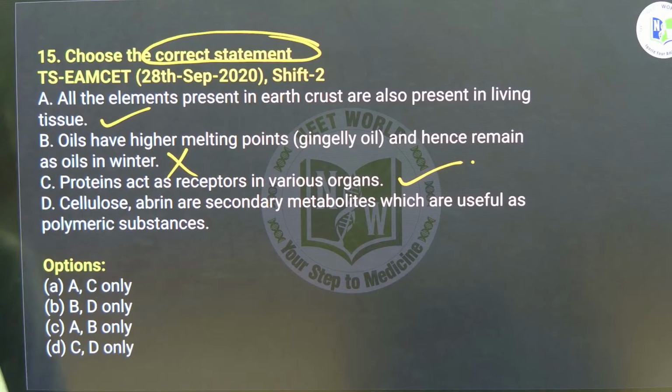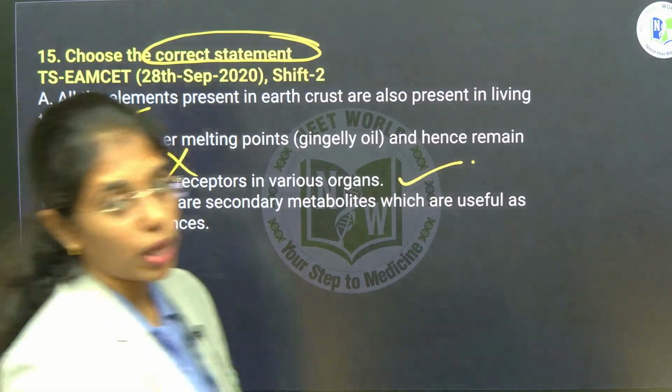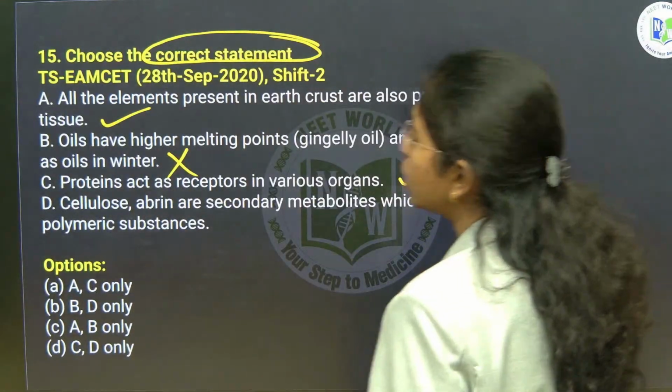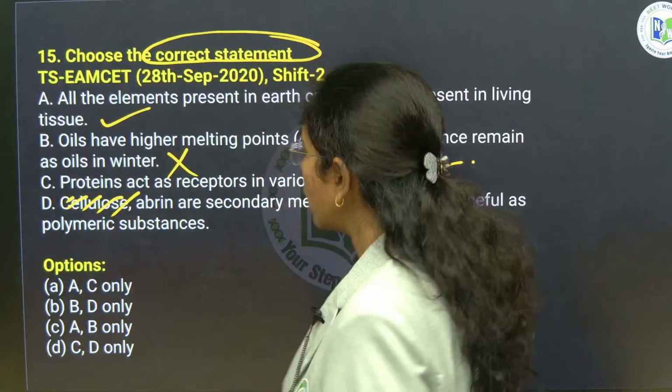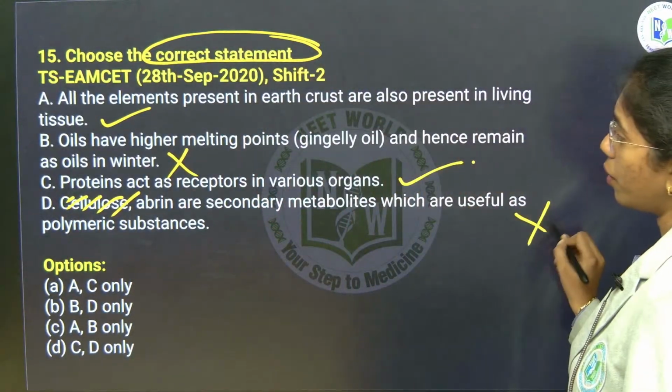Yeah. So, here if you see properly, statement 4, that is statement D, cellulose and abrin both he is saying they are secondary metabolites. No, abrin is a secondary metabolite but not cellulose. Cellulose is a primary metabolite. So, D will be wrong.